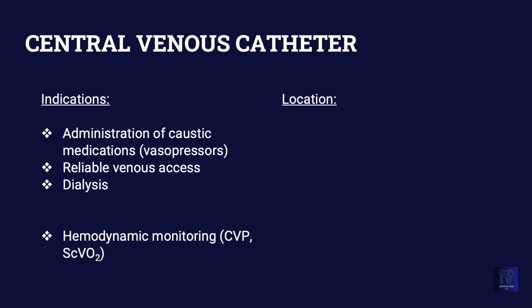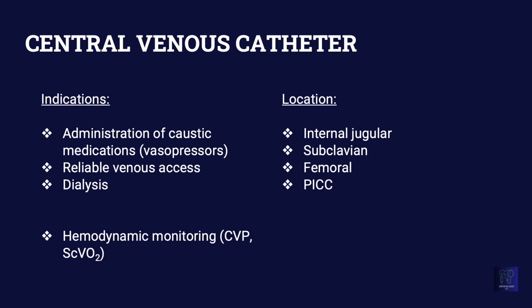Using an internal jugular central venous line, we can monitor central venous pressure, which can be used as a surrogate for preload. There are several sites for placement of central venous line. Most common location is internal jugular. Other locations are subclavian and femoral. A peripherally inserted central catheter is technically a central line. It is usually placed by interventional radiology in patients where there is anticipated need for prolonged central line. Common example would be need for prolonged antibiotic infusions.